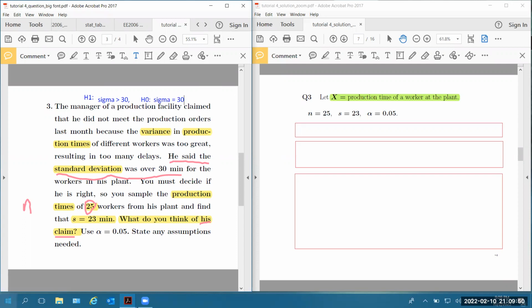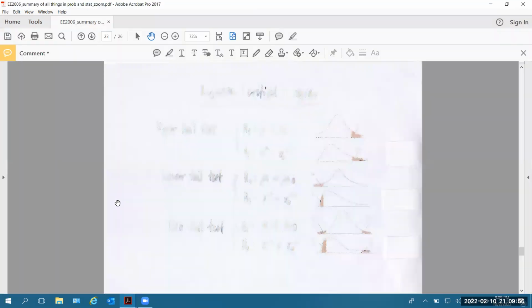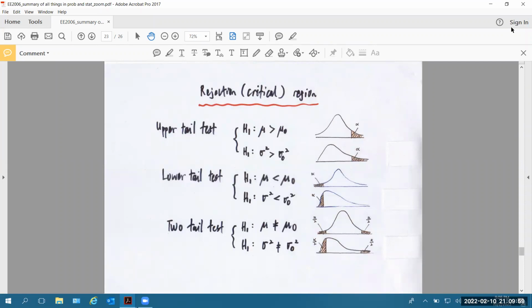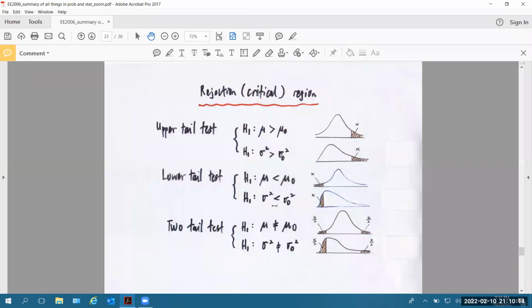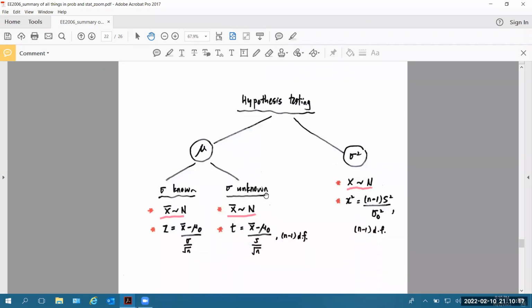All right, then we go to our summary to see. I think I clicked the wrong thing. Okay, so let's see here. Actually here, we notice that we only test mu and sigma square, right? We only test mu and sigma square. And we notice that this one is sigma square. It's not sigma.